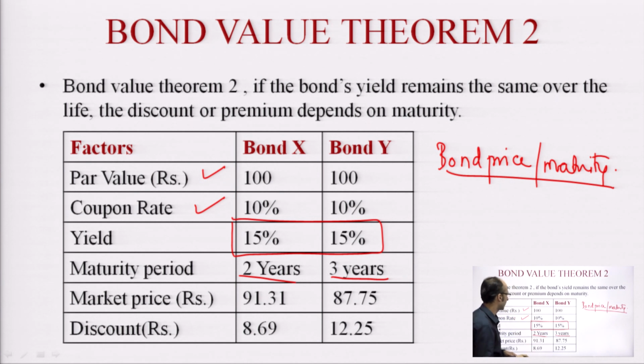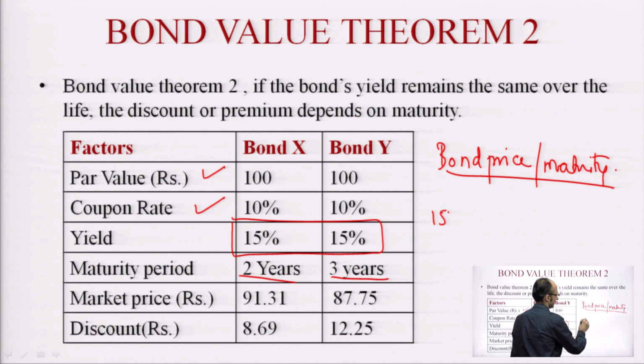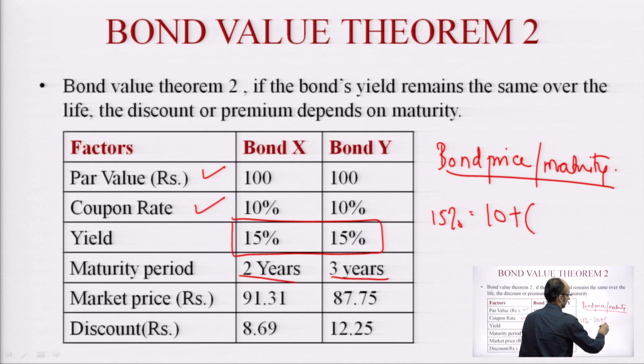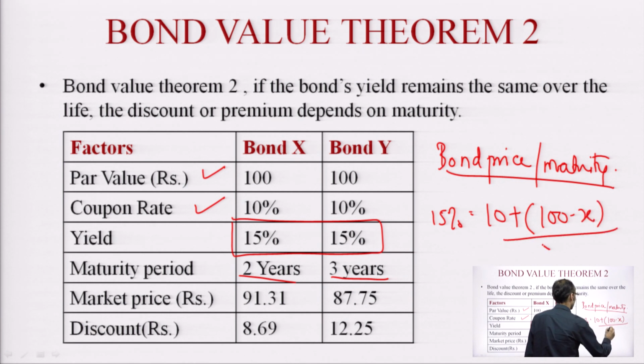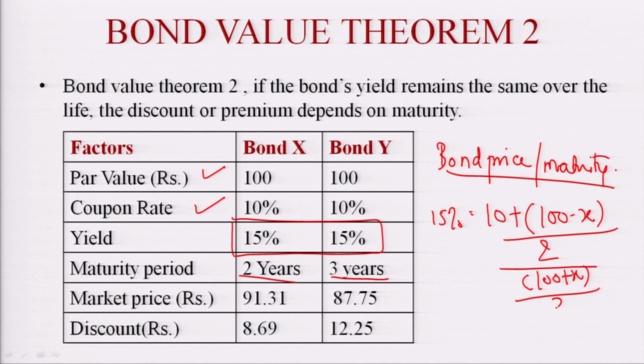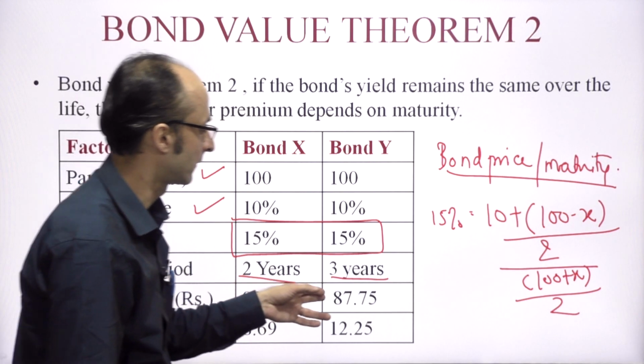Through that formula I have already calculated for your convenience. If we calculate on these parameters, we have 15% as yield, we have the interest of 10, the maturity value of the bond is 100, and we do not know the current market price. We can apply this formula here like this and get the current intrinsic value of the bond. Now I have already calculated through this formula the value of the bond, which comes out to be 91.31 and 87.75.